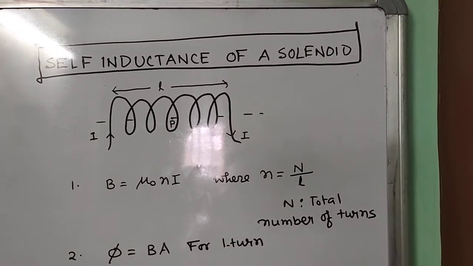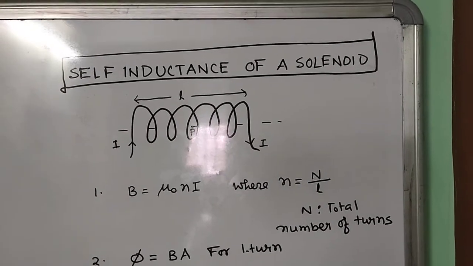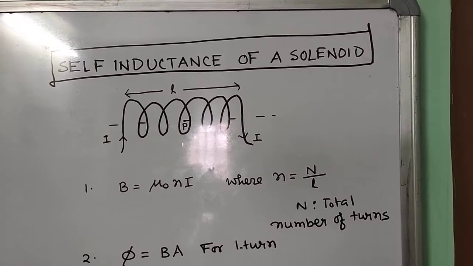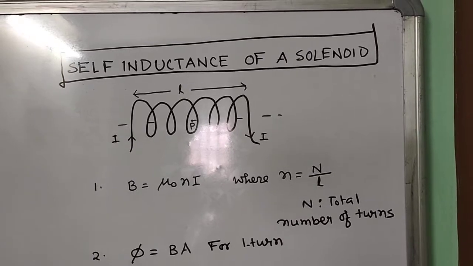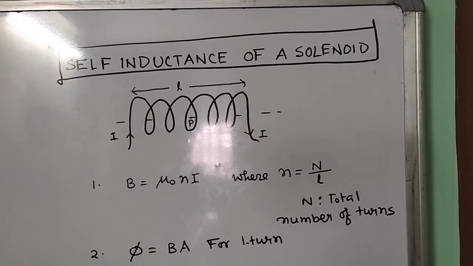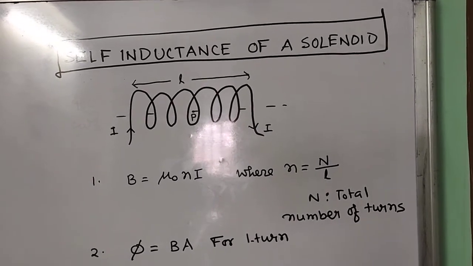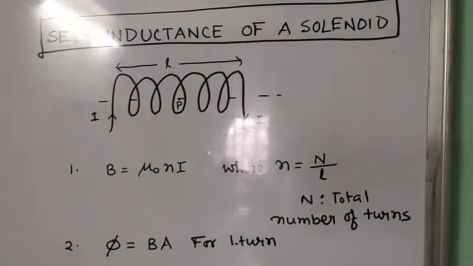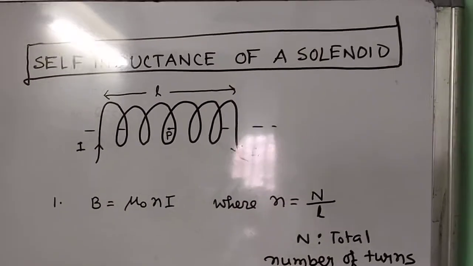So this is your solenoid, and I is the current flowing through the solenoid and L is the length. Now here we have to define self-inductance, and to define self-inductance, first of all we have to define the magnetic field. So magnetic field already we have defined in our previous chapter, so that expression we are going to use here. So the magnetic field at P at the center of the solenoid can be defined by the expression number 1, that is B equal to mu naught n I, and n is your number of turns per unit length.